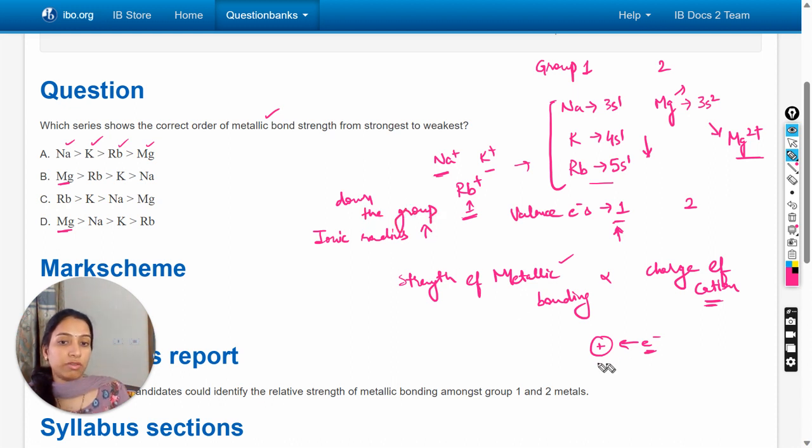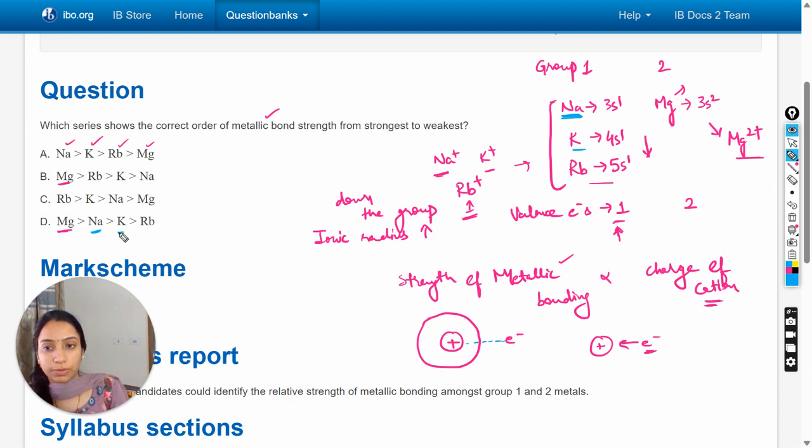So what happens? When the ionic radius increases, the attraction between the cation and the electron decreases. Here, this is the cation and this is the delocalized electron. So as the ionic radius increases, the distance between the nucleus and the electron increases. That's why the attraction between them decreases and strength of the metallic bonding decreases. So the strongest metallic bond from sodium, potassium and rubidium will be in case of sodium. So next will be sodium, then potassium and then rubidium.